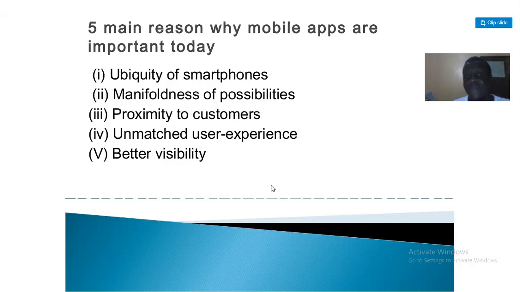Unmatched user experience. There are so many things you can do with your mobile phone. Actually, I usually tell students that with this mobile phone, I bought it in 2018, and I believe up to now, I can still see some new features I didn't even know existed, meaning that I think I've been able to use around 20% of the capabilities of this mobile phone. 20%. I've not yet used it fully. Better visibility.